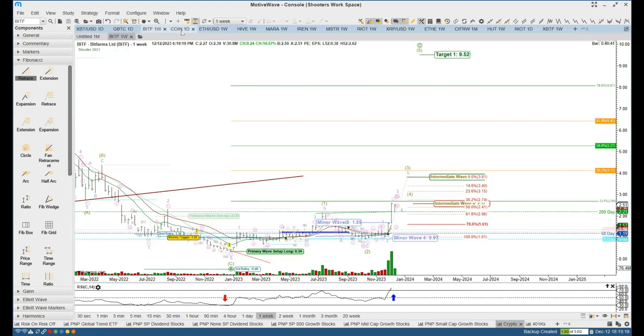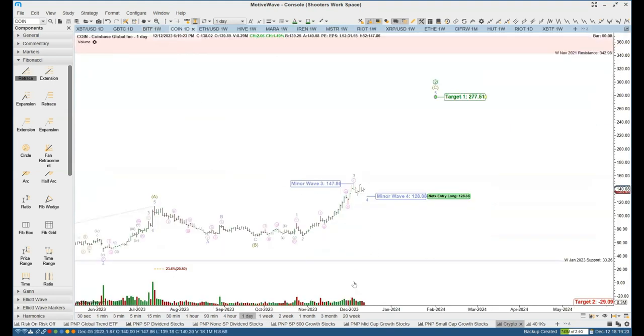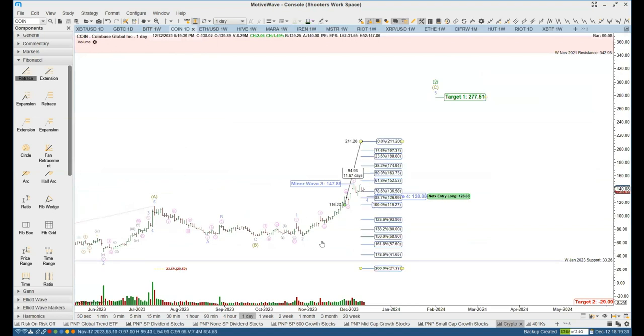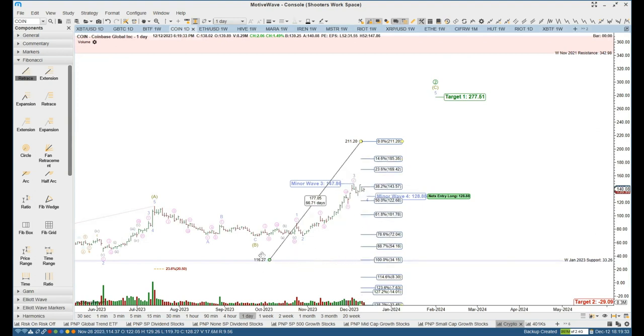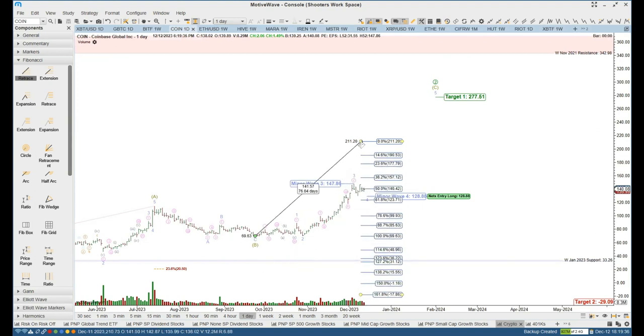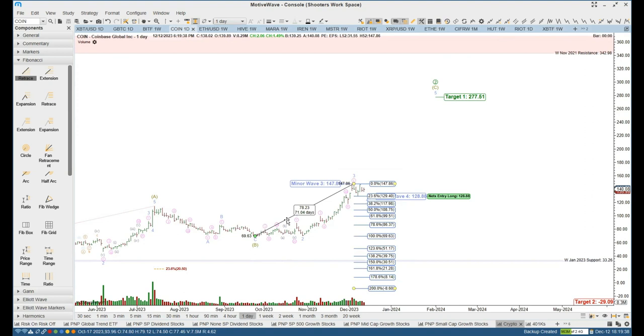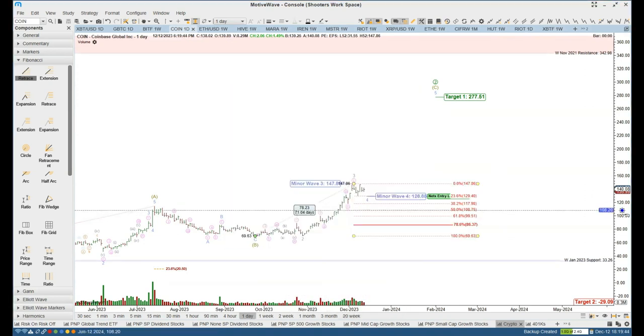Now, the other one that I really like here is COIN. So I'm showing a next entry long around 128. However, let me bring in my fib tool again and go back where the great price is, off of this particular leg where we are. So if we did backtest, 50% back would be down around 108. So what I would do is maybe get a piece on it to 128 if you don't.